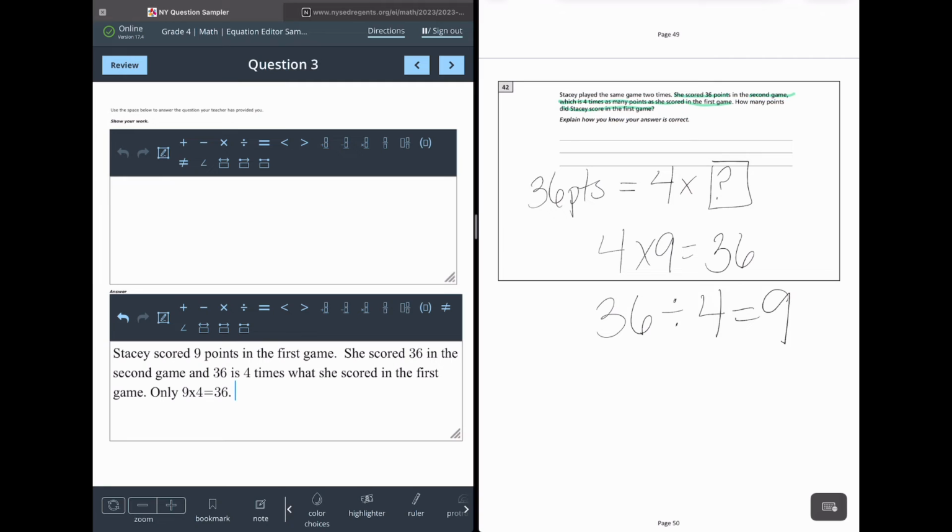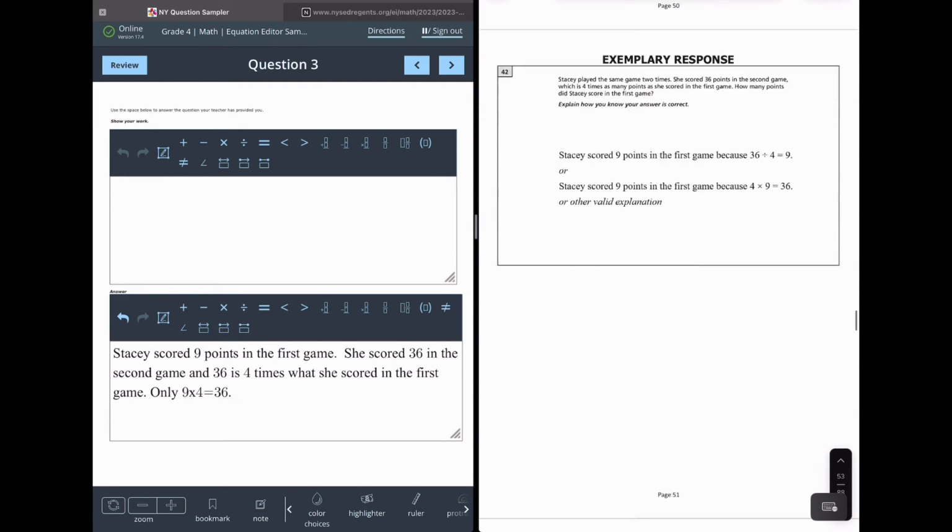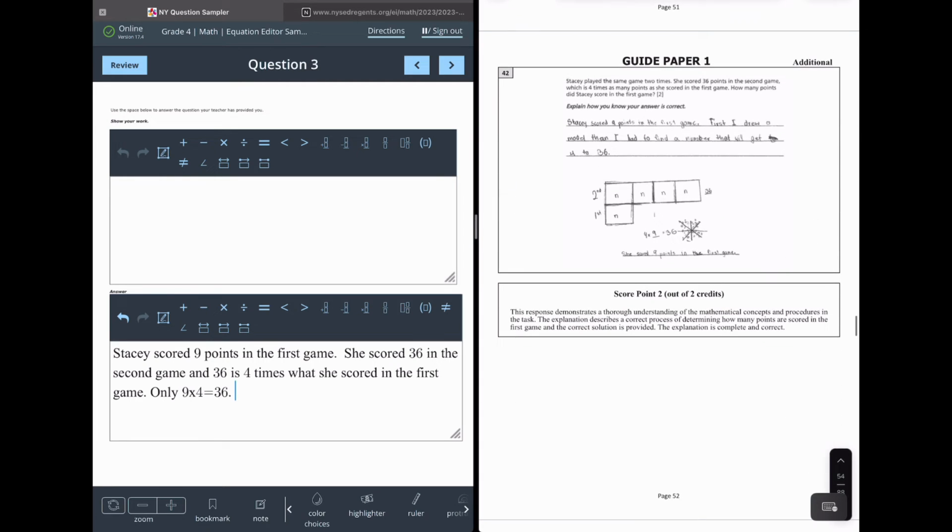So let's look at some other kid answers, but you can see I have my answer. She scored 9 points. How do I know? She scored 36 in the second game, and 36 is 4 times what she scored in the first game. Only 9 times 4 is equal to 36. So here's some other kid answers. So this is the exemplar. Stacy scored 9 points in the first game because 36 divided by 4 is 9. Or Stacy scored 9 points in the first game because 4 times 9 is 36. Or as long as some other valid reasons. So this works. So let's look at what the kids put down here and how would we show this.